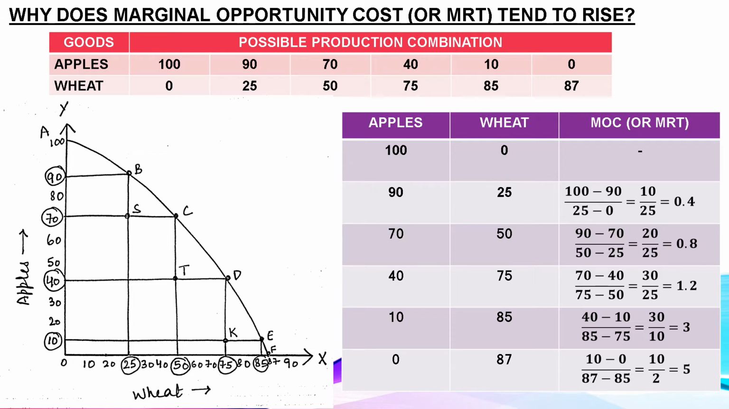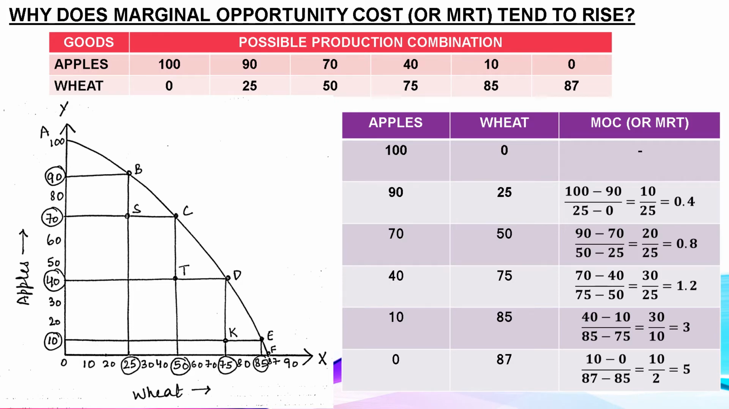So here I have taken two goods in a schedule, apples and wheat, and their maximum possible combinations. In the diagram I have plotted them. On the y-axis I have taken apples and on the x-axis I have taken wheat. For apples 100, the production of wheat is 0. For apples 90, the production of wheat is 25. For apples 70, the production of wheat is 50. For apples 40, the production of wheat is 75. For apples 10, the production of wheat is 85. And for apples 0, the production of wheat is 87.